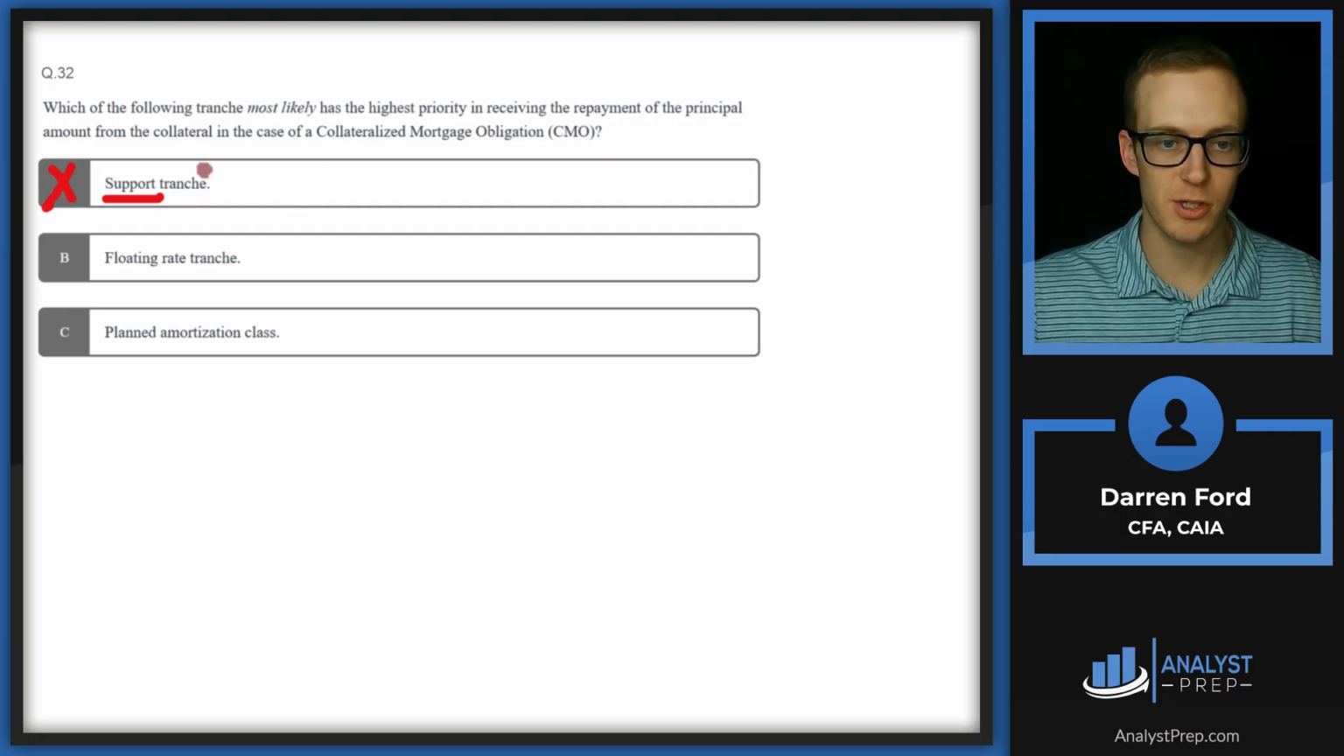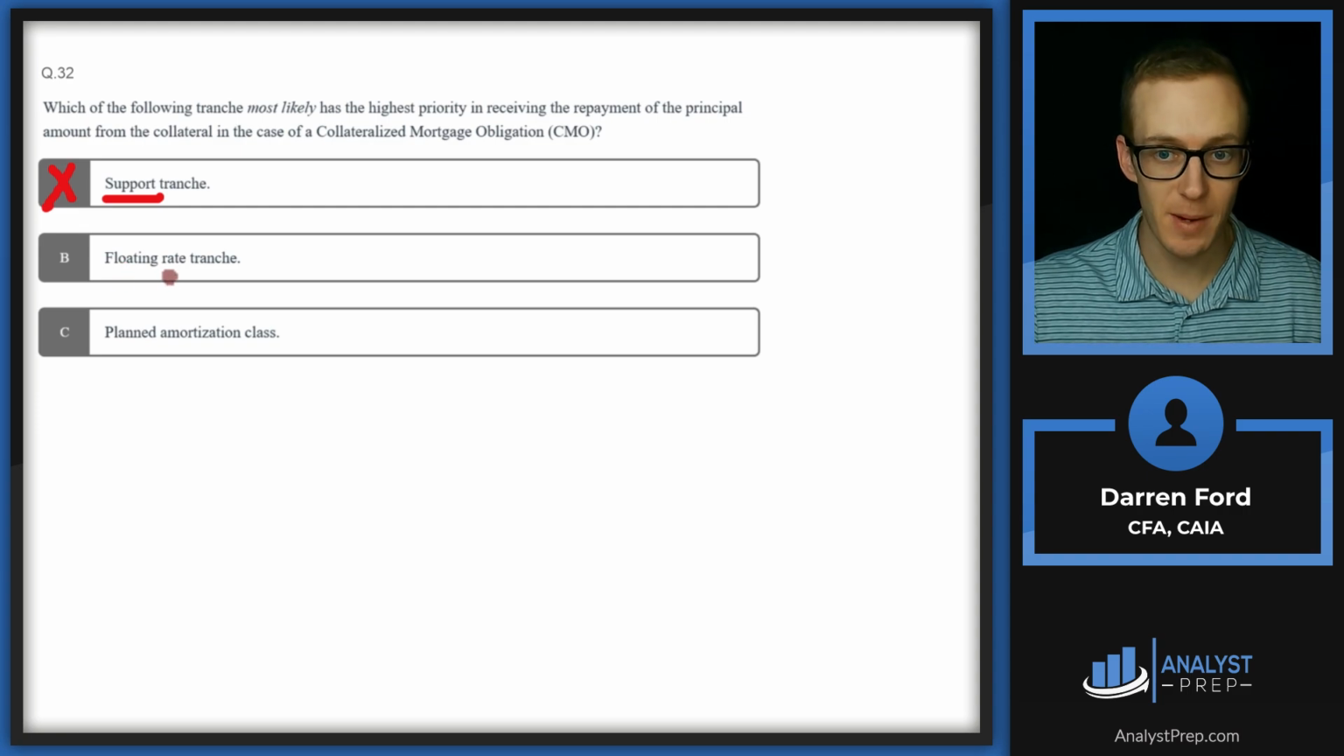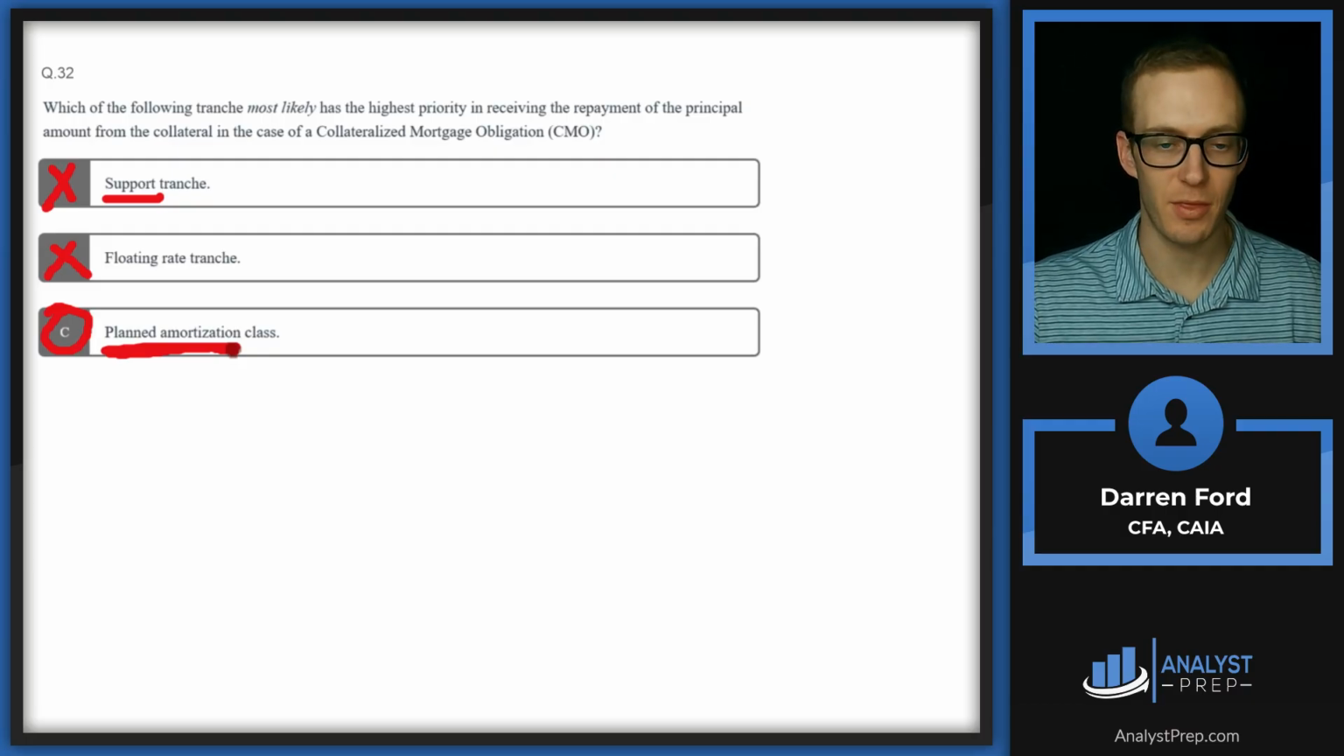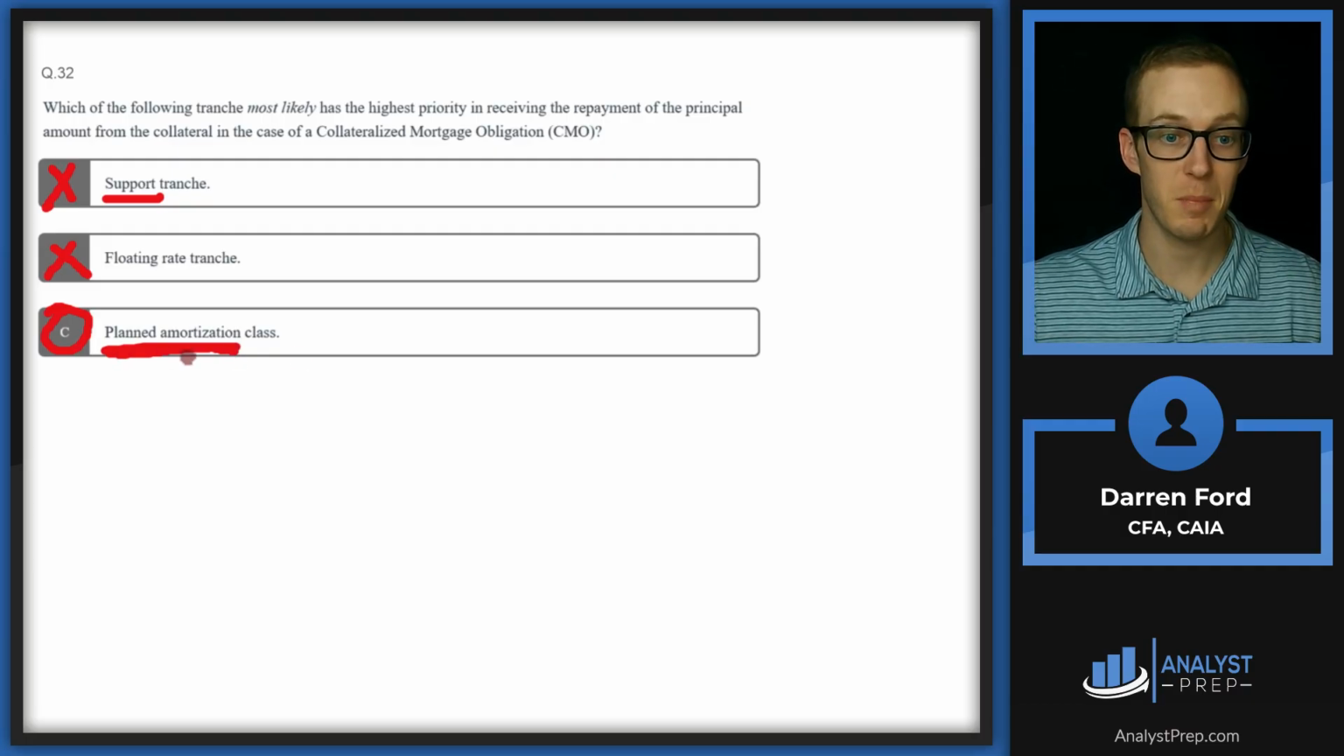What this tranche is going to do is absorb a lot of the prepayment and extension risk. Since it is absorbing more risk, that means it's further down the capital stack, so it's not going to have priority on repayment of principal. B, the floating rate tranche, is going to be receiving primarily interest rate payments, so this is also not going to be our answer. We're going to go with answer C, planned amortization class. This class is receiving some interest, but also some principal with every payment. Because they're receiving that planned amortization schedule of principal and interest, they're going to have the highest priority of these three. Answer C.